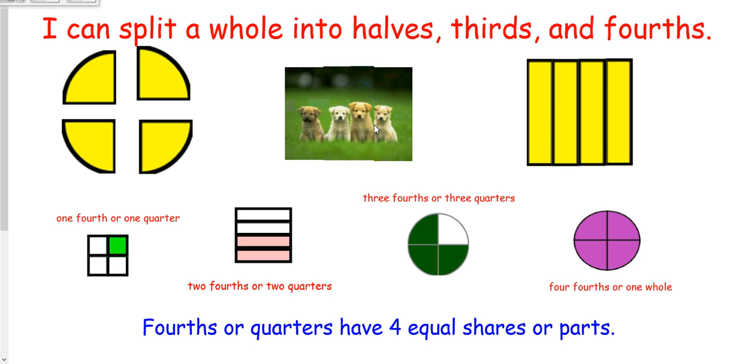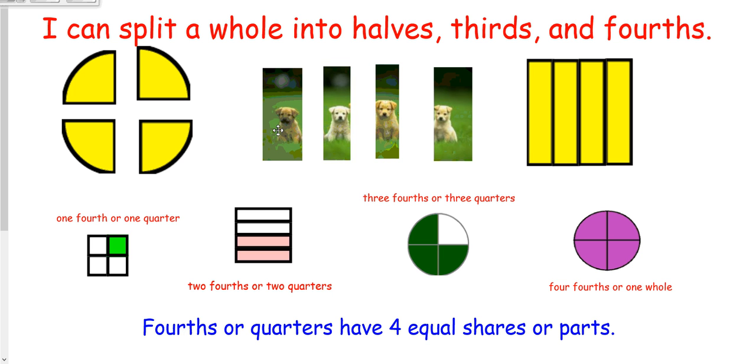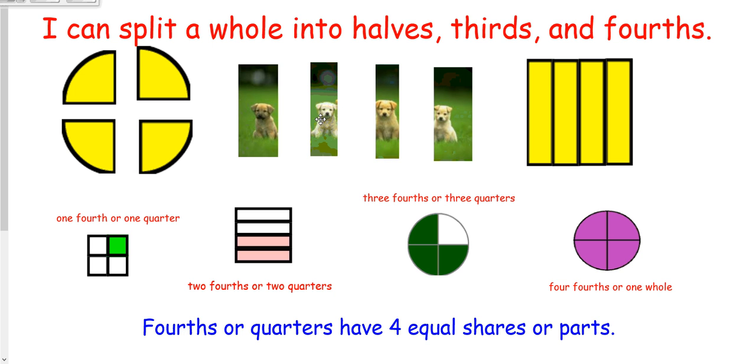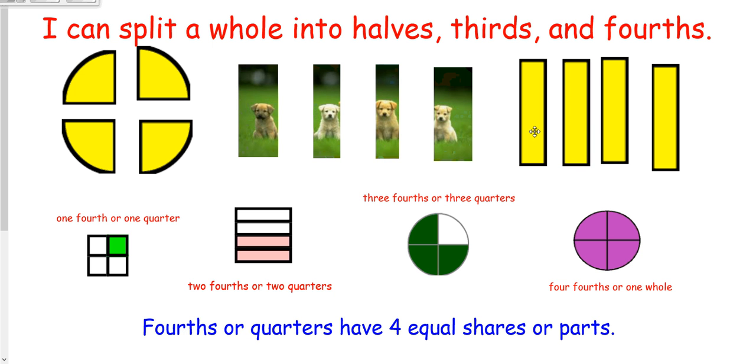Here's a group of 4 puppies. If we split this group of puppies up into 4 parts, here would be 1/4, another 1/4, another 1/4, and here's another 1/4. So we split this group up into fourths or quarters. Here's a square. The square has been split into 4 equal shares or parts. These equal shares or parts are called fourths or quarters.